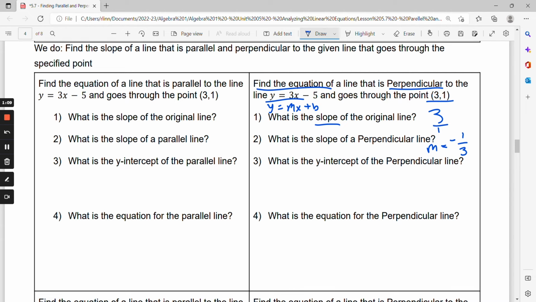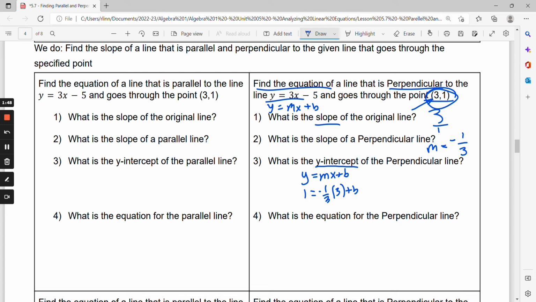Now we are being asked next, what is the y-intercept of that perpendicular line? So let's use our slope-intercept form and find that y-intercept. y equals mx plus b. Now we're going to substitute in the things that we know. Just like in our last problem, we're going through the point (3, 1), so our y value is 1. m is our slope, which is negative 1/3. And the x value of our coordinate point was 3. So we're going to say y equals negative 1/3 times 3 plus b.